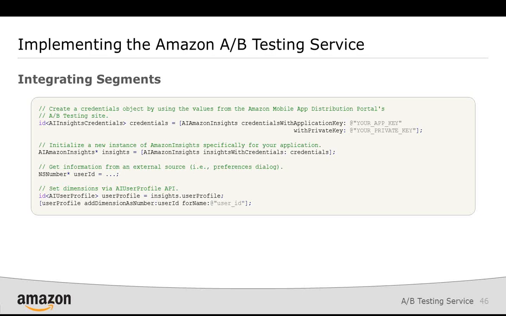Then when the Insights SDK requests a variation for an A/B test, it will pass the current values of all the assigned dimensions for that user. And as I mentioned, only the users whose dimensions pass all segment filters will be included in the A/B test.